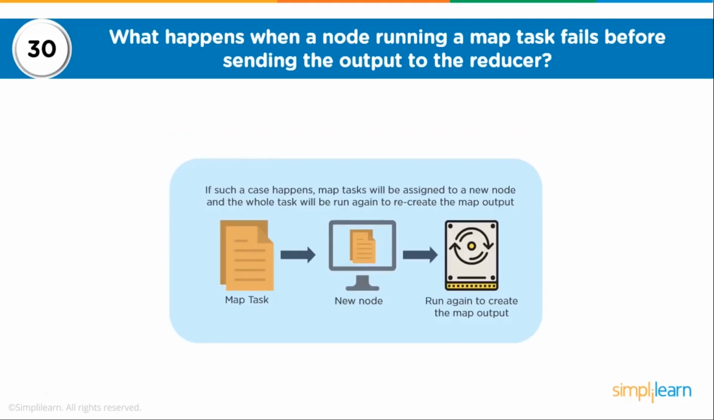Let's look at one more interesting question. What happens when a node running a map task fails before sending the output to the reducer? So there was a node which was running a map task, and we know that there could be one or multiple map tasks running on one or multiple nodes, and all the map tasks have to be completed before the further stages such as combiner or reducer come into existence. So in case a node crashes where a map task was assigned to it, the whole task will have to be run again on some other node.